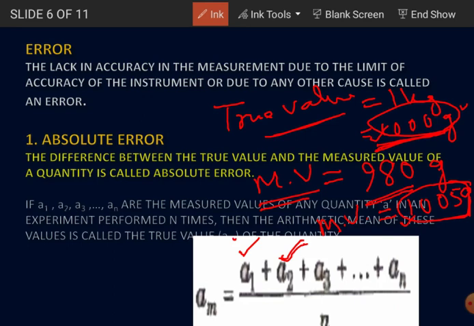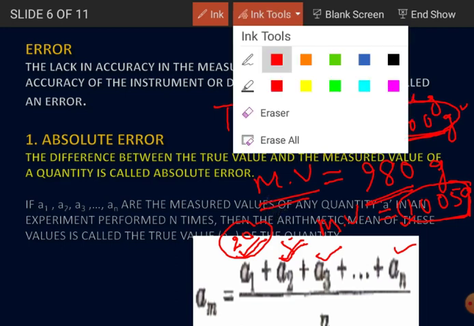So you have to take this as the absolute error. Absolute error in the measurement is what? In the first measurement it is 1000 minus 980, which is equal to 20, and in the second measurement the absolute error is 1005 minus 1000, that means it is 5 gram. Like that, if you try to find the absolute error for different measurements, you will get it. Now let's try to find it out mathematically.